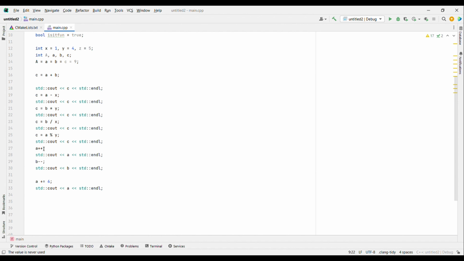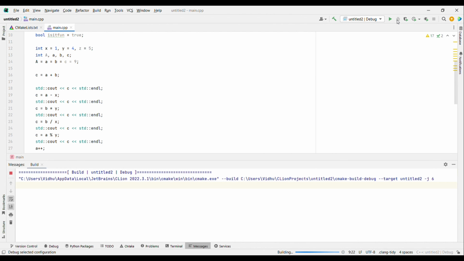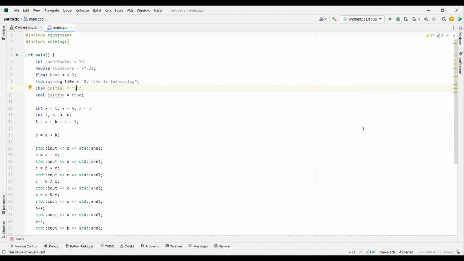And you can also do this thing where you put plus plus, which is incrementing whatever value it is by 1, and minus minus, which is decrementing the value, or subtracting the value by 1. And you can also do this over here, plus equals 6. So what that would do is it would add the value 6 to the already existing value of a. So now I'm gonna build the project, and that's it for variables, guys.